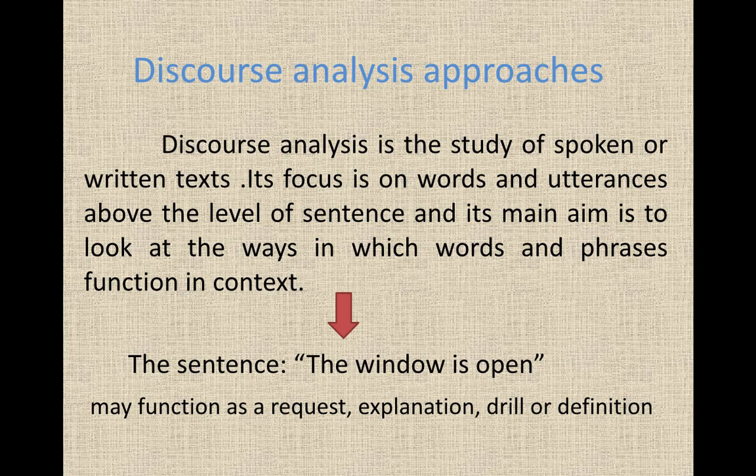For example, if the teacher says a sentence like "the window is open," the function of this sentence may be, for example, a request. So he can say "the window is open," which means please close the window. It can also be an explanation: the window is open, so it's cold. And it can be a drill. For example, when he says "the window is open," students may also say "the window is open." It can also be a definition: the window is open, and so he may show what open means.